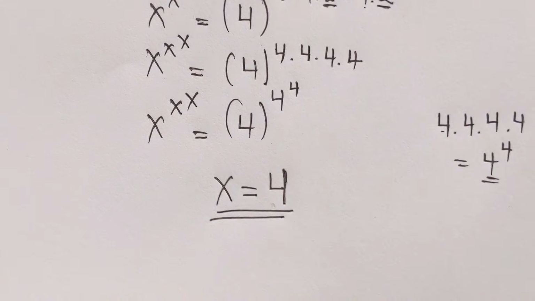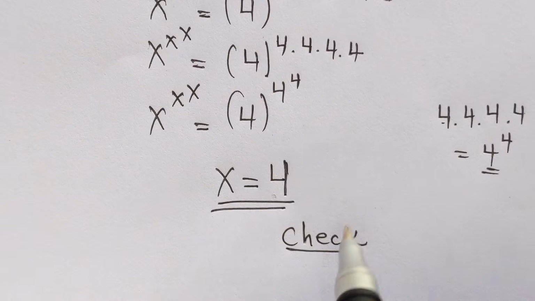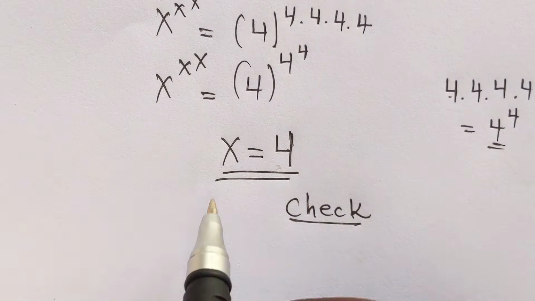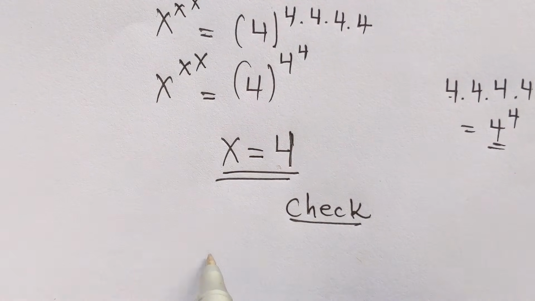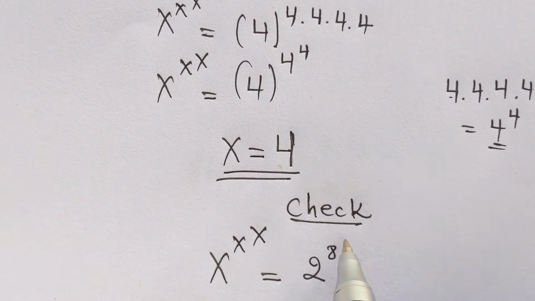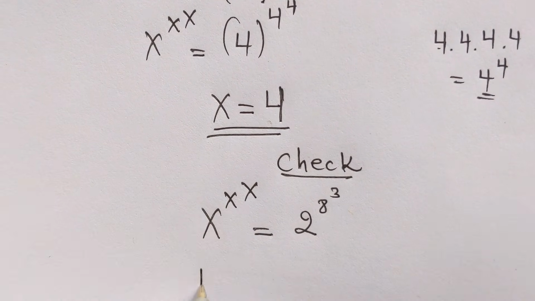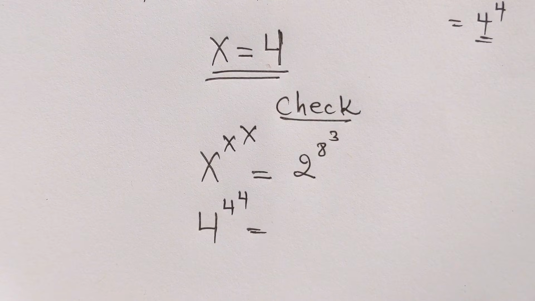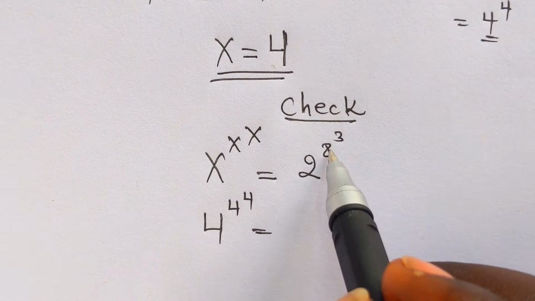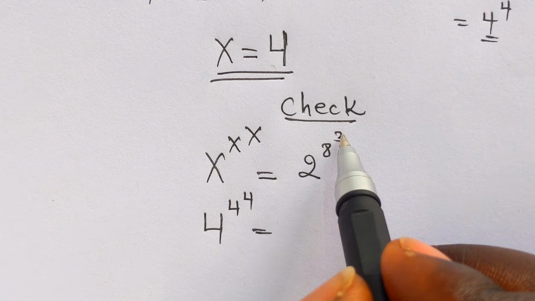And of course we have to check if our answer is correct, because we have been given here x power x is equal to 2 power 8 then power 3. When you have 4 power 4 is equal to what? And of course this is 4 power 2 power 8 times 3 power 3.